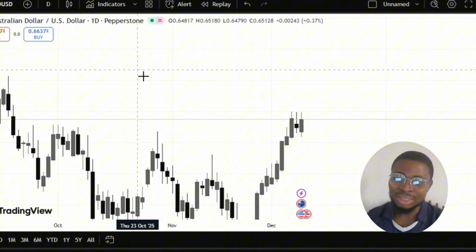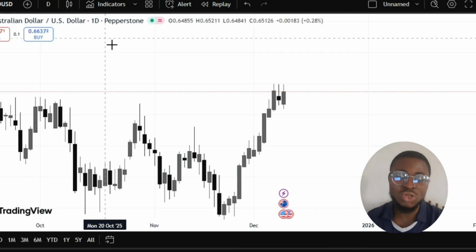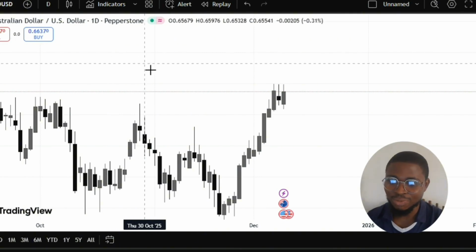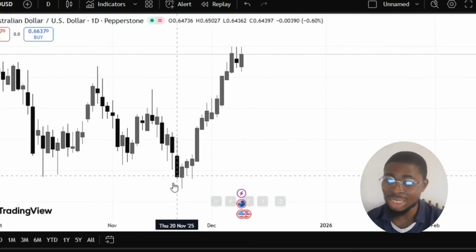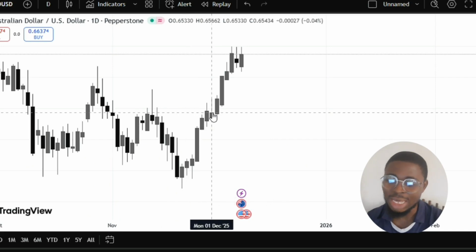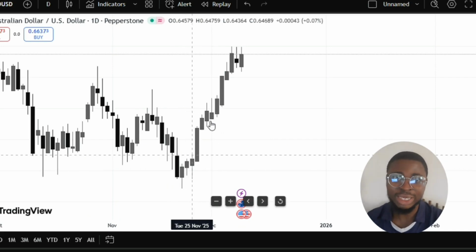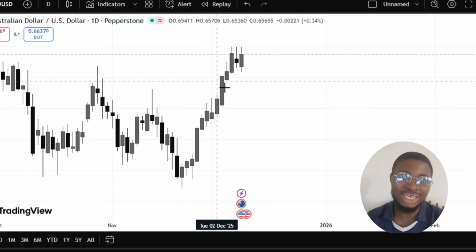Now, the first thing I said was that for you to trade structural liquidity the right way, you must first spot out your bias. So right now, you can see price giving us highs. Now, this is on the daily time frame, giving us highs, right? So you want to buy because you don't want to ever trade against the trend.